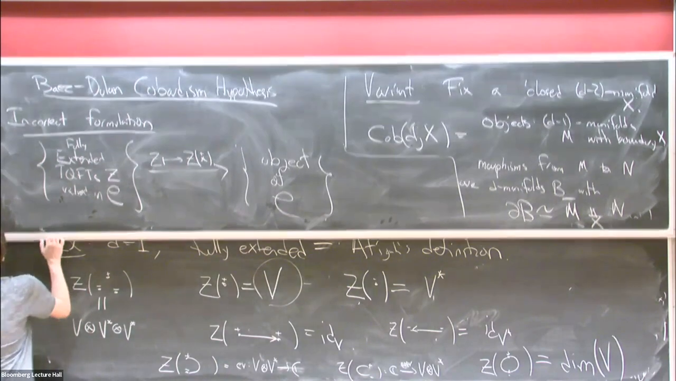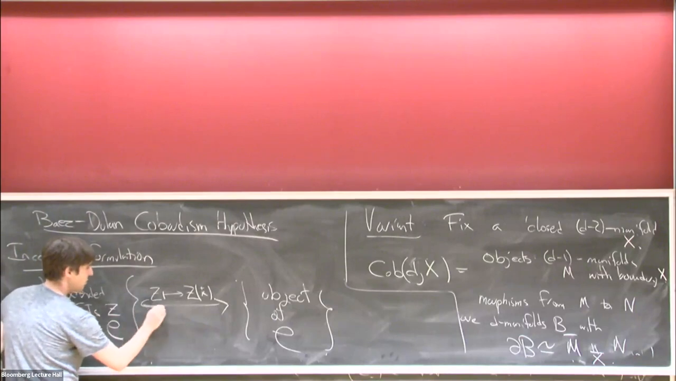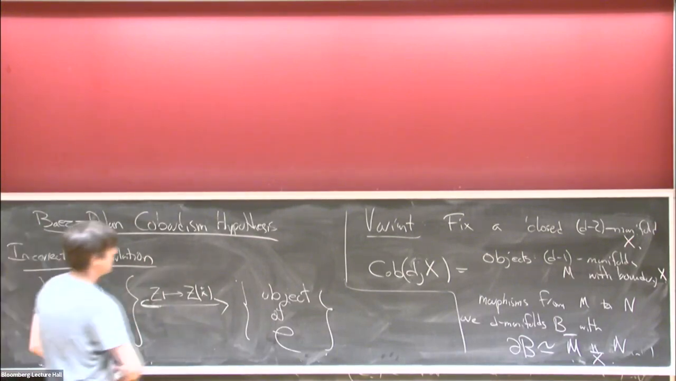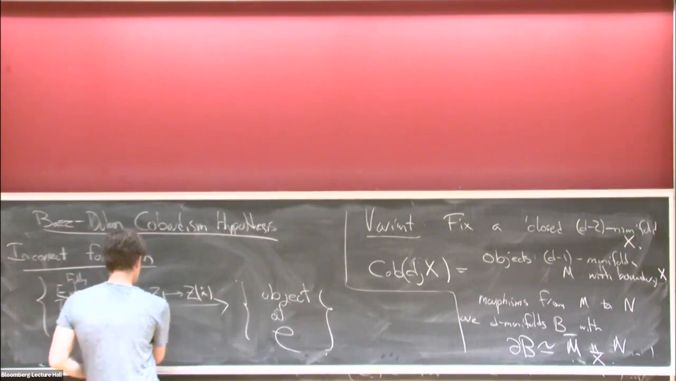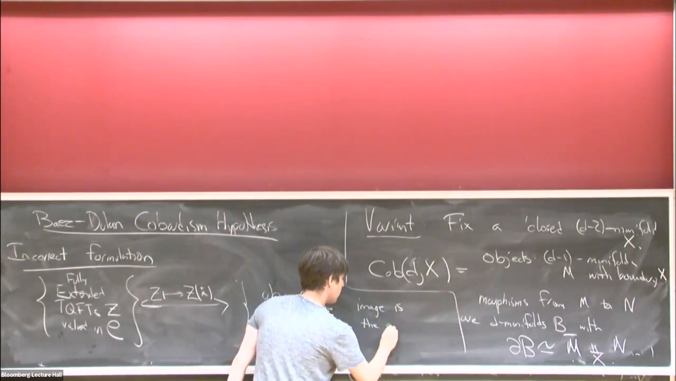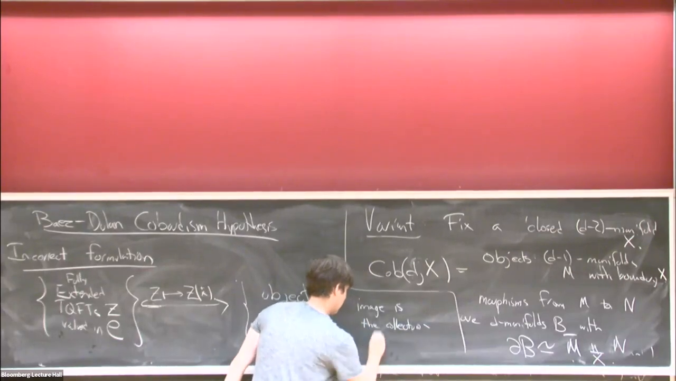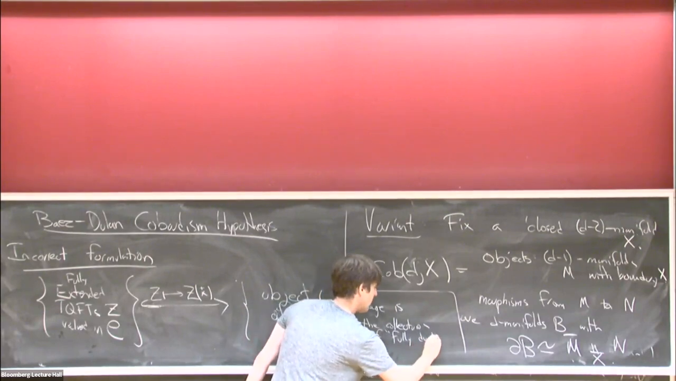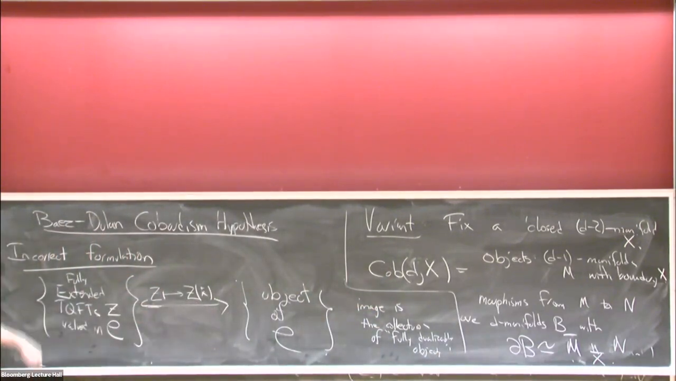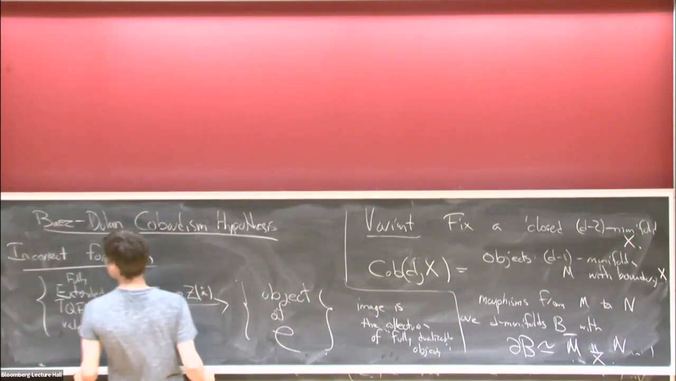So what you actually learn is that, first of all, the evaluation map behaves more like an injection, and the things that it hits, well, let's say the image is what we call the collection of fully dualizable objects. That's the image of the set of fully extended TQFTs. Right. So in order for an object to be the evaluation on a point of a fully extended TQFT, it has to satisfy a certain finiteness condition that in the world of vector spaces means finite dimensional. But in a general N category with a tensor structure, it's a finiteness condition that we gave a name to.